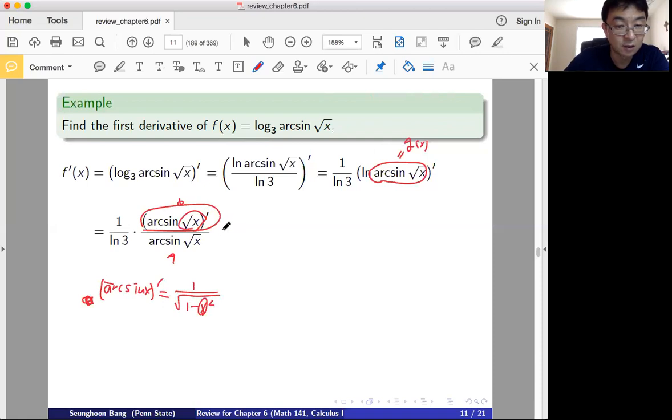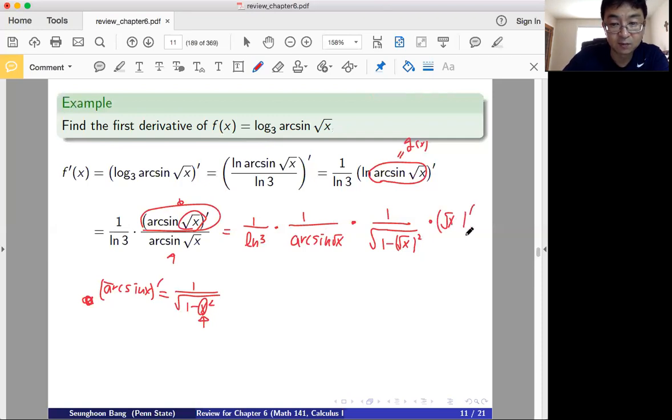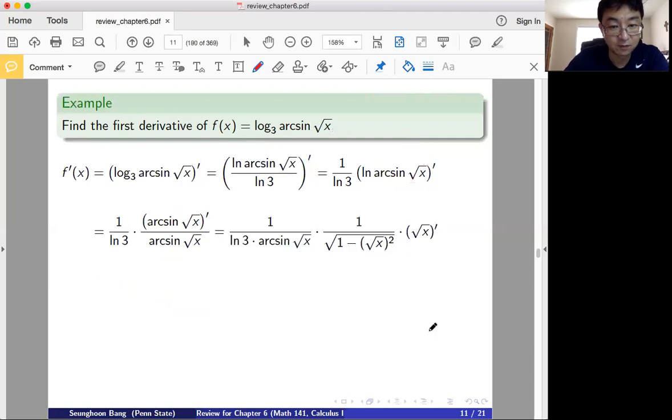So we have 1 over ln of 3 times arcsine root x times arcsine root x prime, which is 1 over the square root of 1 minus root x squared, times the inner function prime. So like this. So we have it.